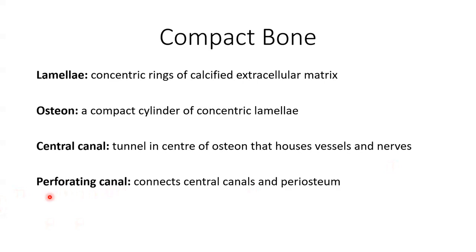We have the perforating or the Volkmann's canal, which connects the central canals and the periosteum. So it connects basically the blood vessels of the osteons to each other. And then we have the canaliculi, which connect the lacunae and the central canal. So the canaliculi are the little tunnels where the processes of the osteocytes can communicate with one another. It also needs to communicate with the central canal so that we have some blood source going to those osteocytes.